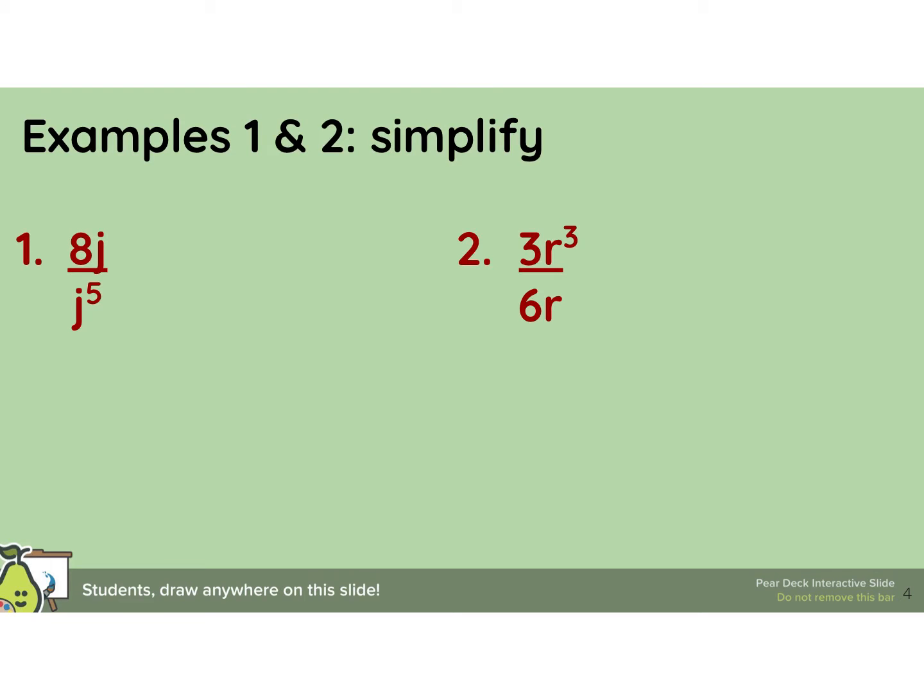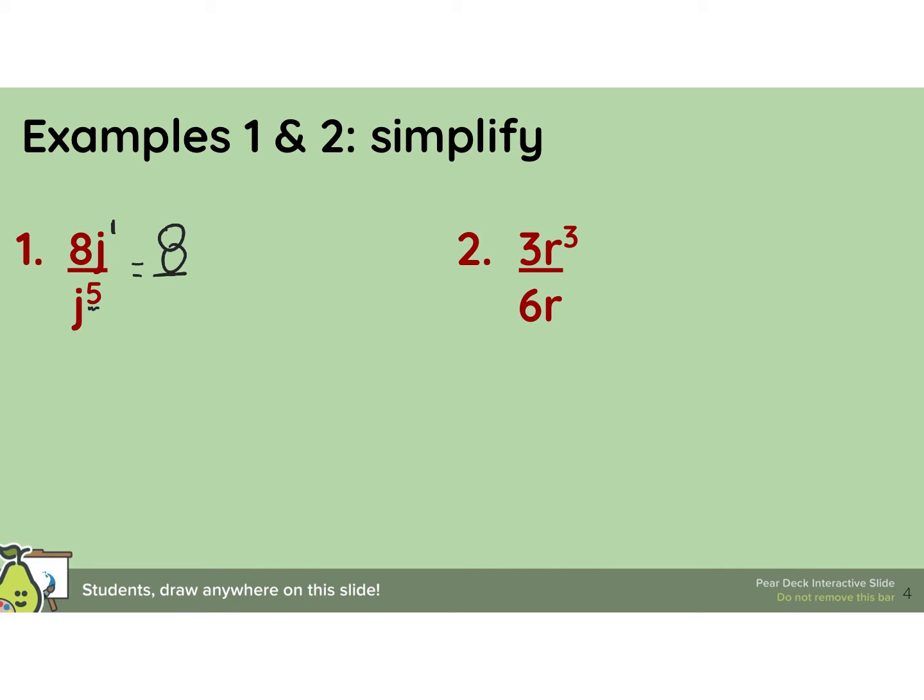Okay, so let's do a couple of examples of different types of problems you can get. So for this one, we're going to do number divided by number. There's just an 8, so it stays an 8. We don't change anything. Now, this j has a 1 and this j has a 5.